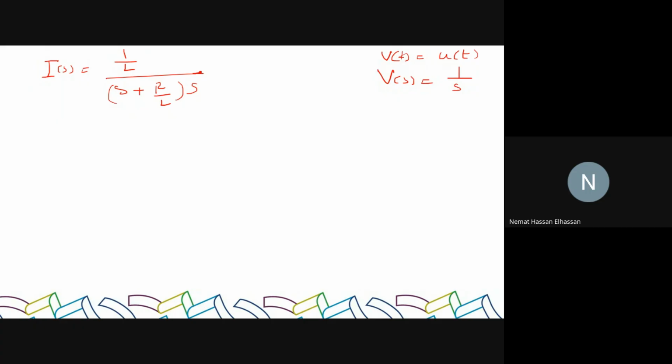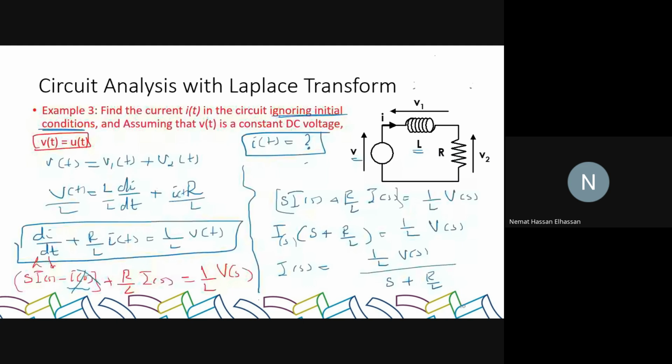So we've already found what I of s is. We solved the problem in the Laplace domain. So we did step 1, which was converting the problem from the time domain to the Laplace domain. We did step 2, which was solving for the current I of s. We found what I of s is equal to in the Laplace domain. Step 3 now is to go back to the time domain, because what we need to find is actually I of t, not I of s.